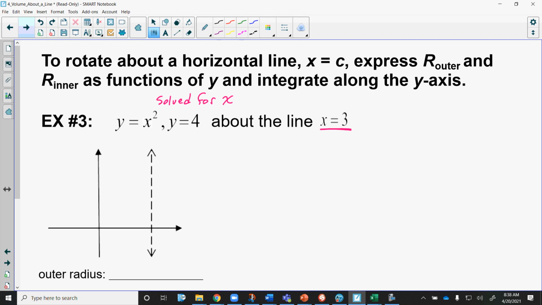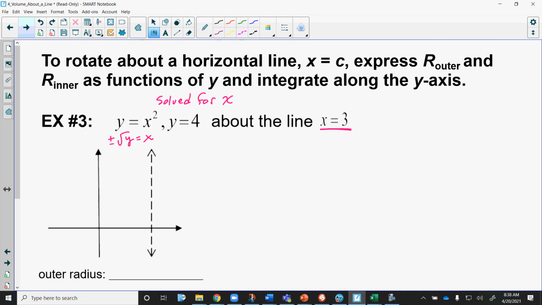So y is equal to x squared. Well, we take the square root of both sides, and it'll give me a positive or negative square root of y to be equal to x. y is equal to 4. Well, can't really do much about that one. That's just the other line that we're bounding our function by.